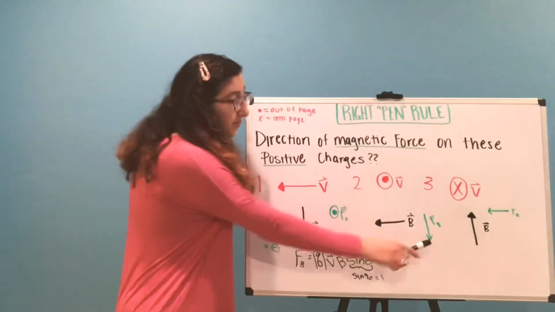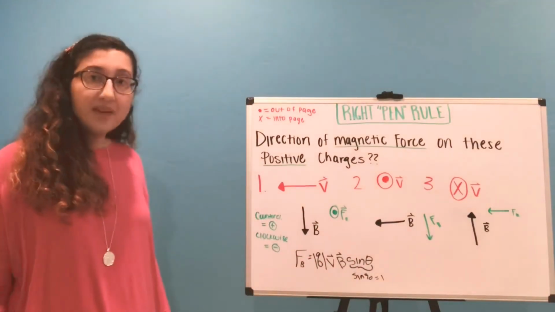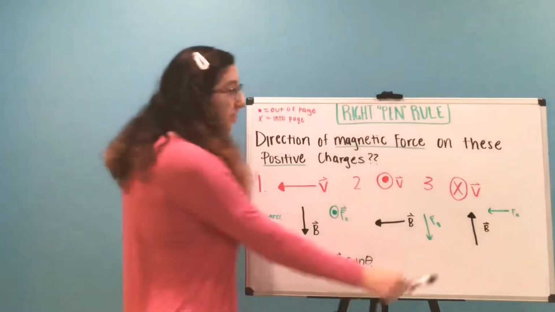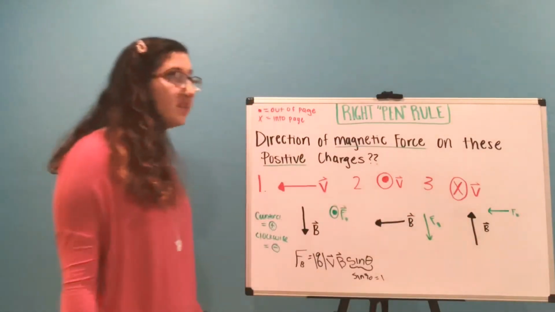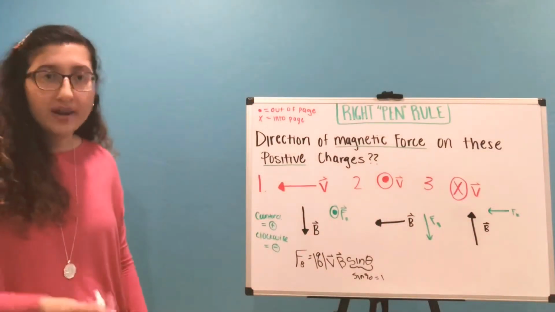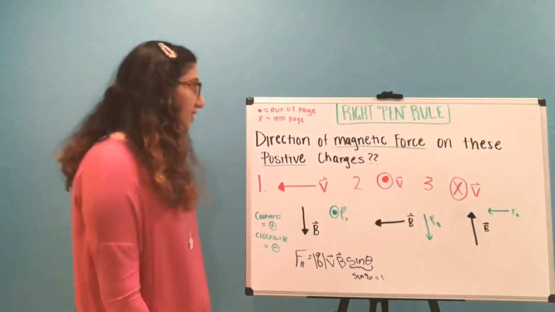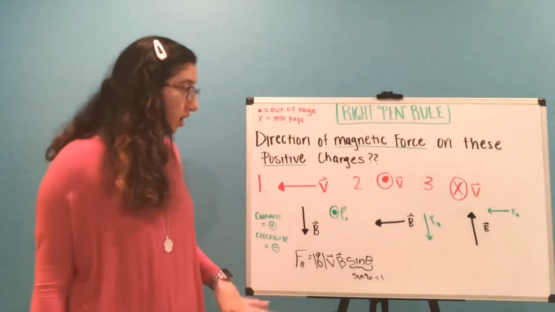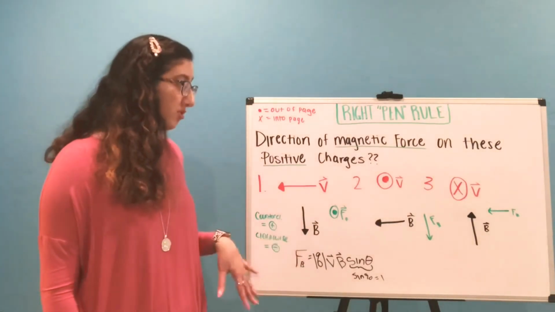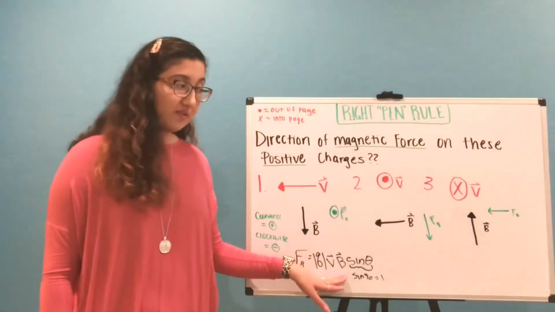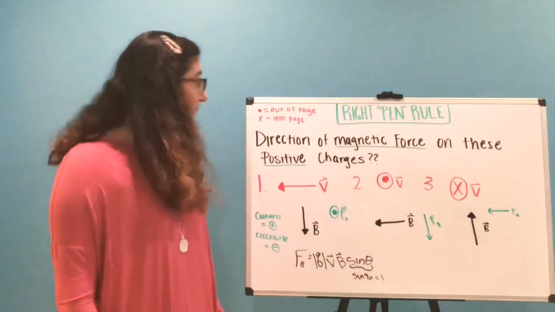This one is pointing down. If it was an electron, it'd be pointing up. And for number 3, it is pointing to the left. If it was an electron, it'd be pointing right. So you get the idea. It's just the opposite. Overall, it's just important to keep up with the directions, and then this is the formula if you need to find the magnitude along with the direction.